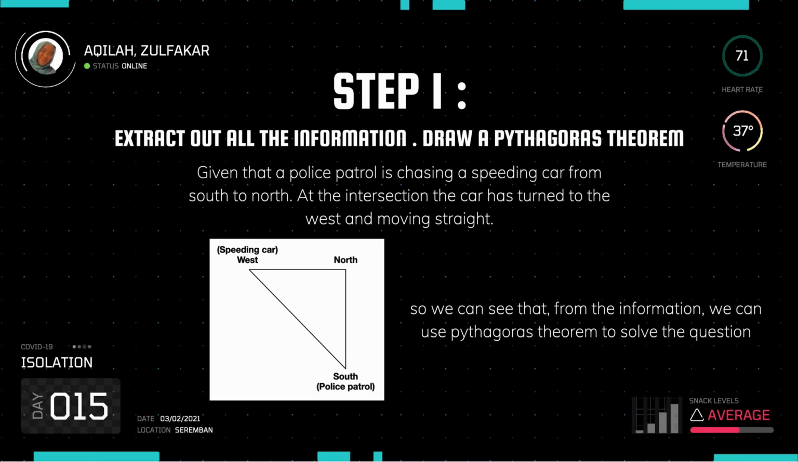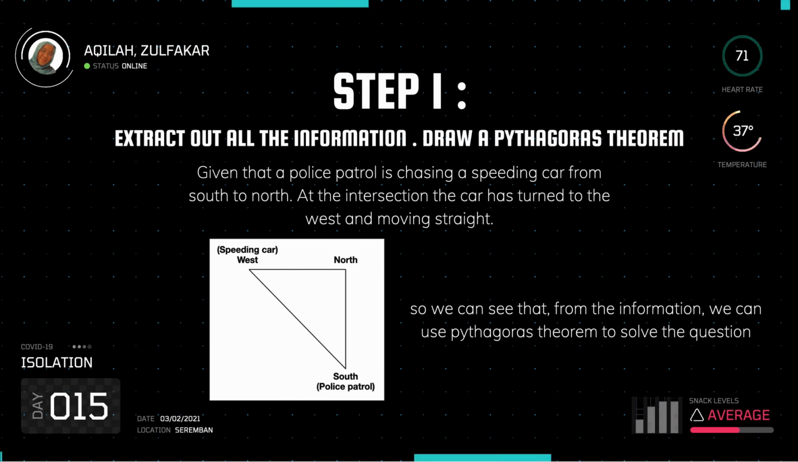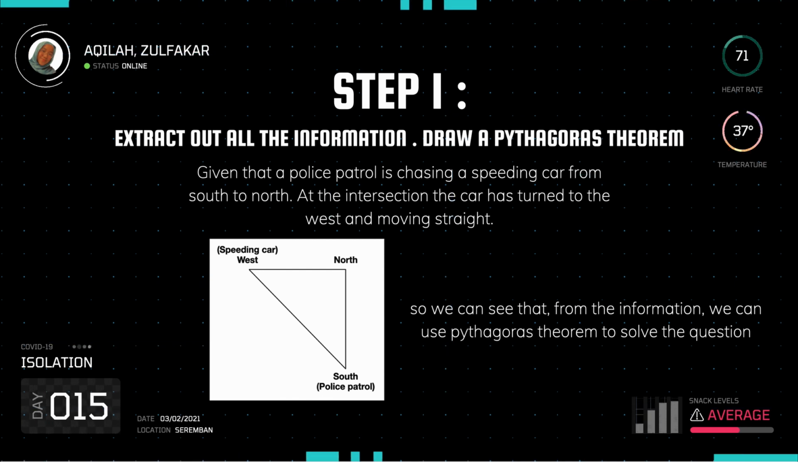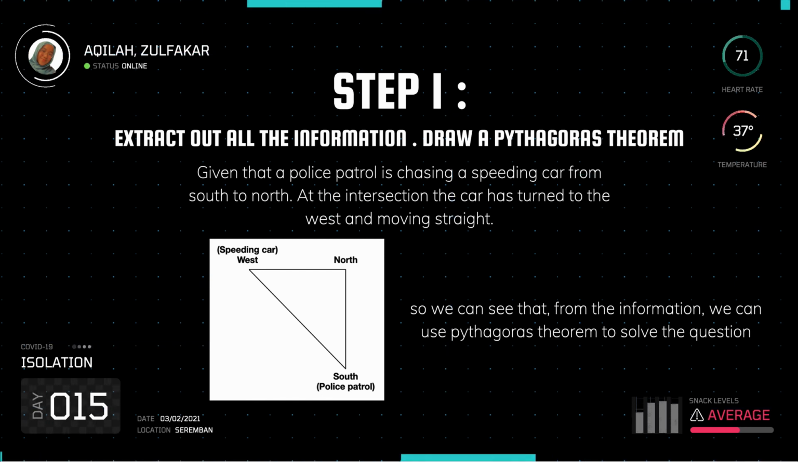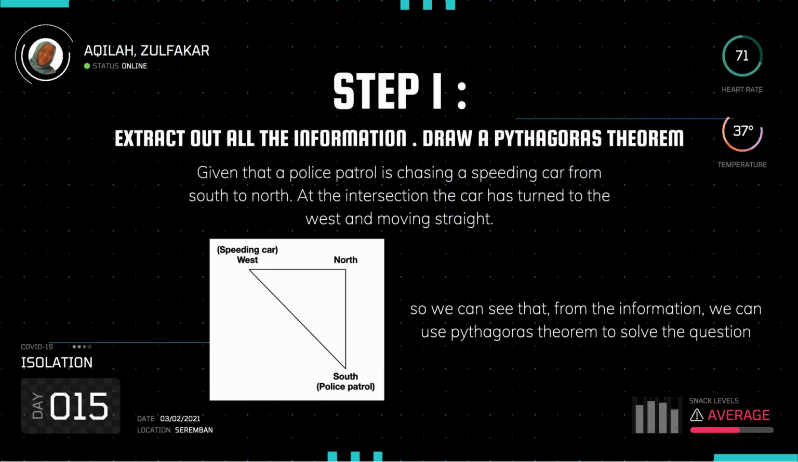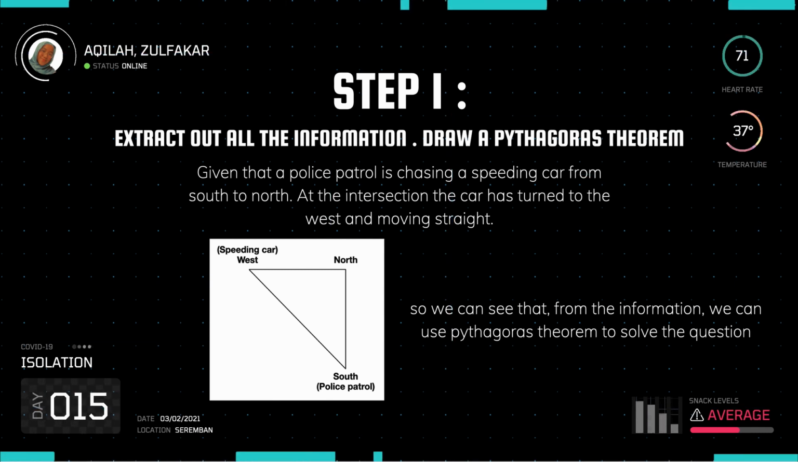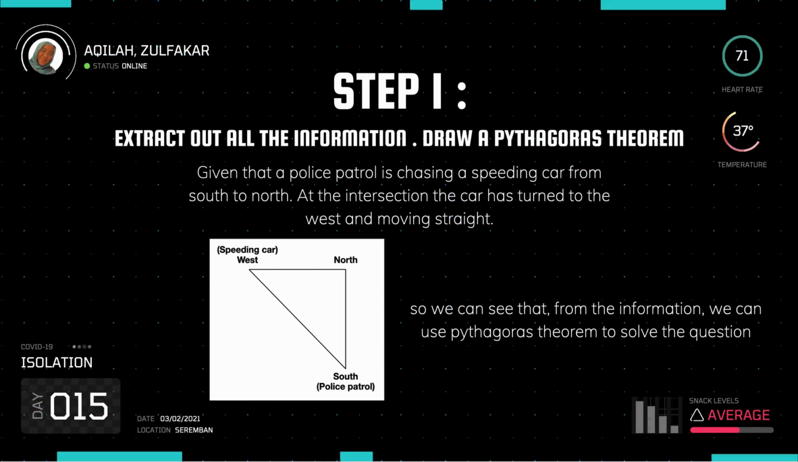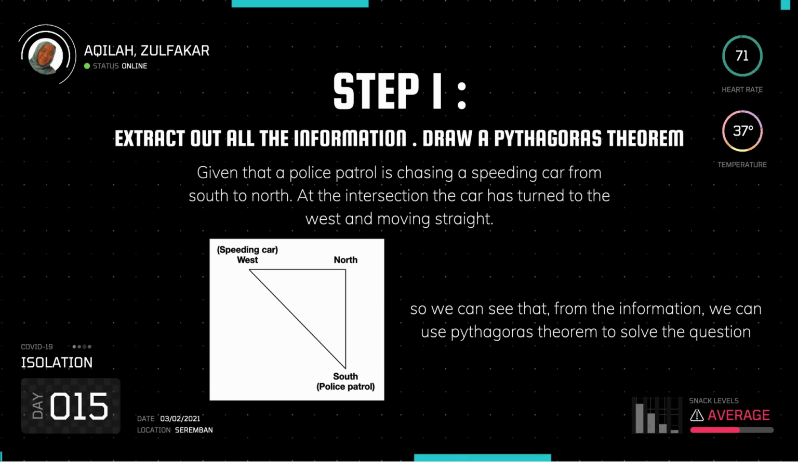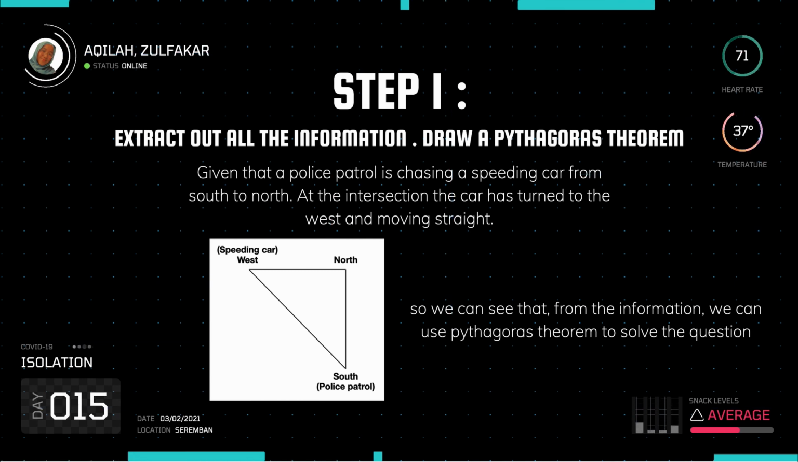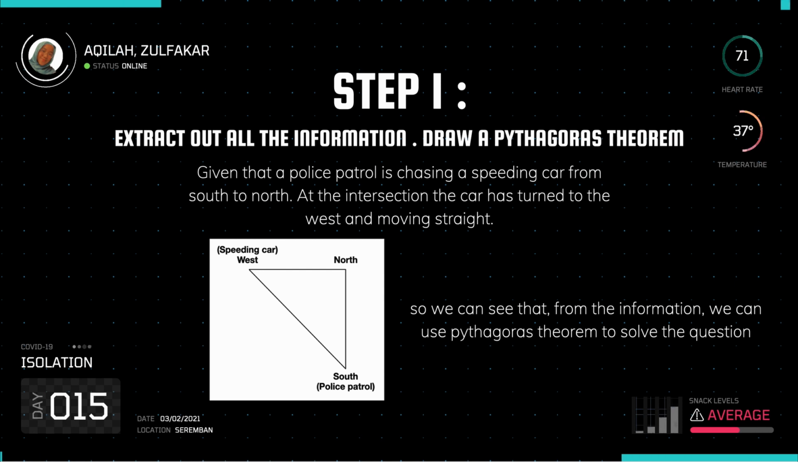Okay, I'll be explaining the solution step by step. Step number 1: read the problem carefully and draw the diagram if possible. So let's check out all the information. It is given that a police patrol is chasing a speeding car from south to north. At the intersection, the car turns to the west and moves straight. Based on this information, we can use the Pythagoras theorem to solve the question.